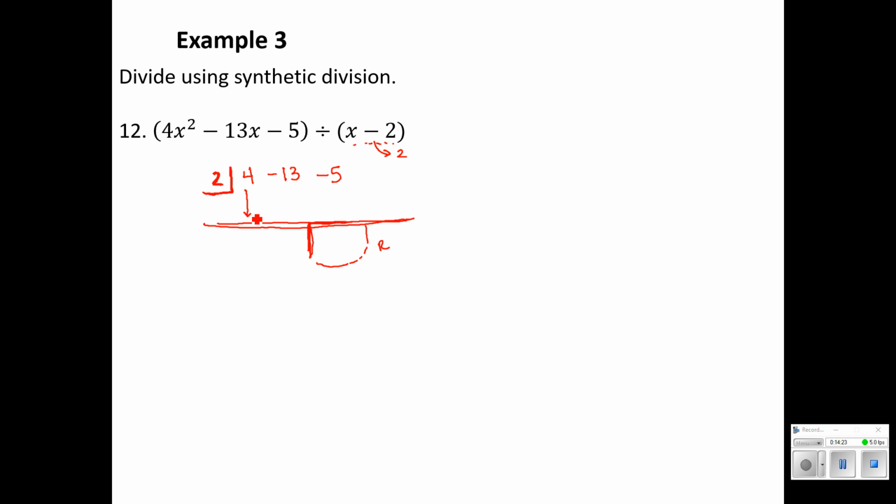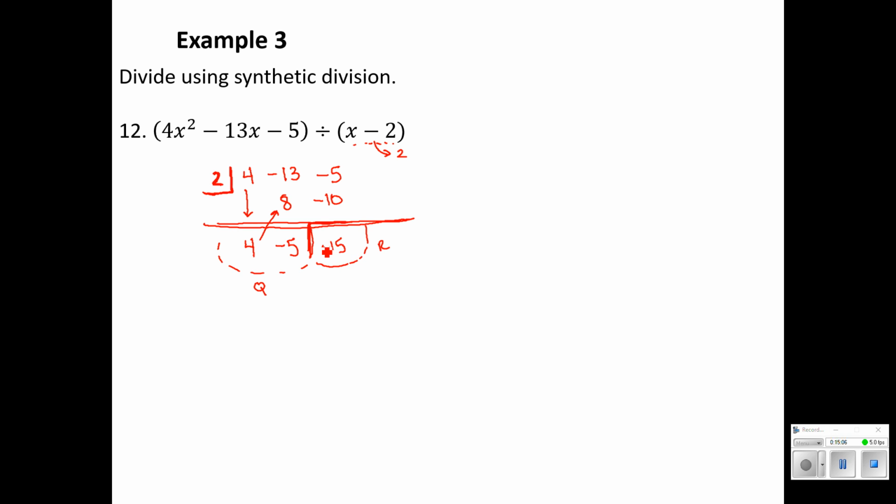So the first step is to drop this 4 down. The first number in our line goes straight down. This is where our quotient will appear. Once that 4 has been dropped down, I look in the box and see a 2. I take 2 times 4 and get 8, and that fills the spot for the next addition. Now we add down this column. Negative 13 plus 8 is negative 5. 2 times negative 5, negative 10. Again, referring to that 2 in the box. And then we add. Negative 5 and negative 10 is negative 15.